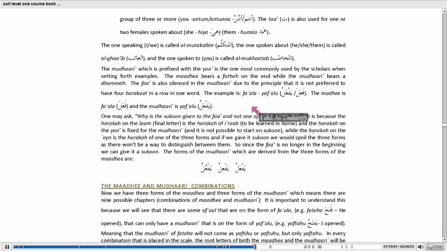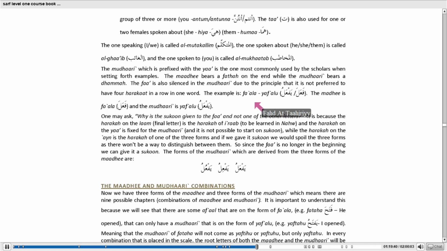Al-hajju. What's at the end of al-hajj here? A dhamma. Al-hajja, the second al-hajj, a fatha. Al-hajji, the third, a kasra. Clear? Why this change that happens to the end of words? Grammatically, this expresses the different roles that this word plays in a sentence. Understood? Okay?